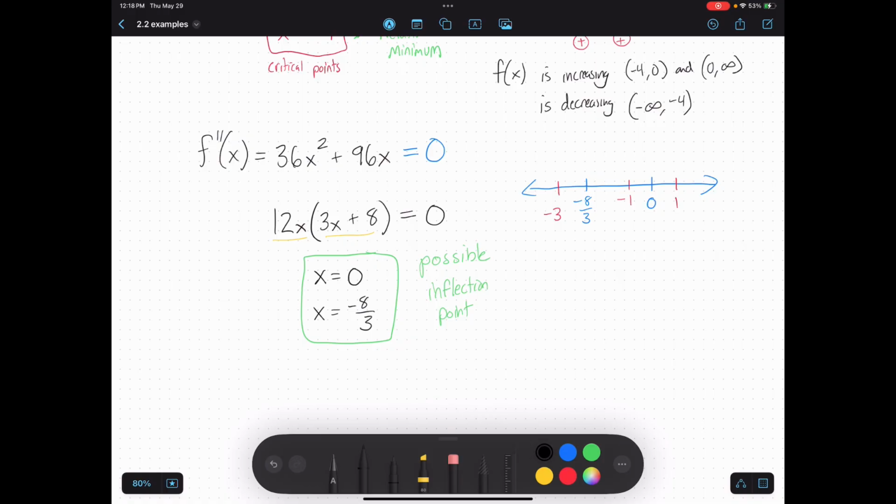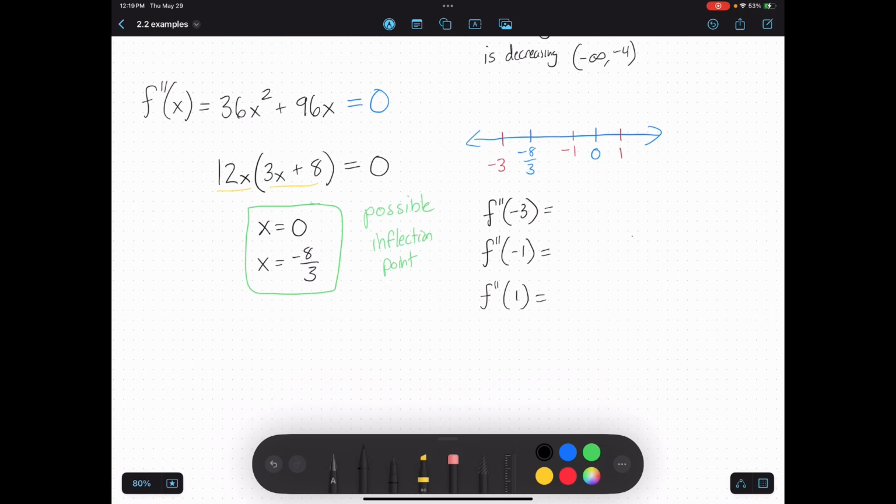But now I'm checking the second derivative. So I'm going to be plugging these values into my second derivative. And once again, I'm going to use my factored form because I like doing it that way. So I get 12 times -3 times 3 times -3 plus 8. 12 is positive, -3 is negative. 3 times -3 gives me -9. -9 plus 8 is negative. So what do I get? A positive times a negative times a negative ends up giving you a positive value. So this first interval, your second derivative is positive. What does that mean again? That means I have upwards curvature.